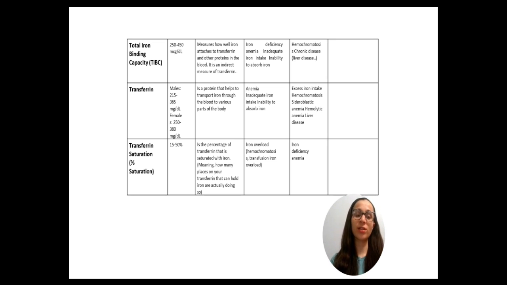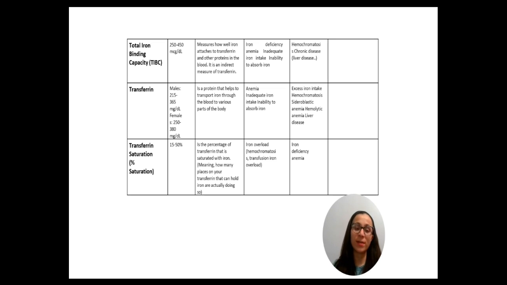Next we talk about transferrin. Transferrin is different also between males and females, 215 to 365 in males, 250 to 380 in females. It's a protein that helps to transport the iron through the blood to various parts of the body. So if it's high, then it can indicate anemias, the iron's not being absorbed well, or they're not taking in enough iron.